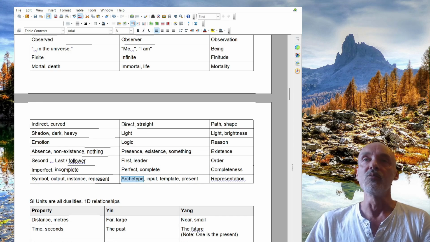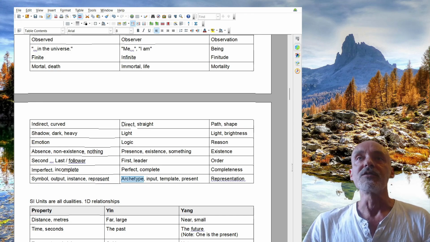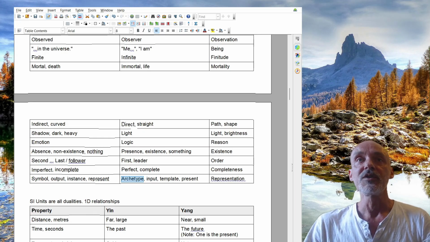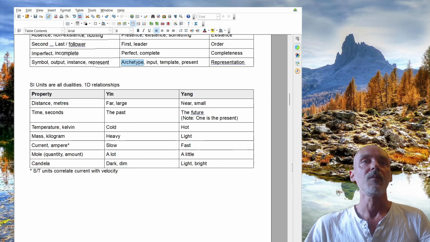The archetype is what comes first, and the symbol is something that represents the archetype. The archetype is the input, the symbol is the output. The archetype is a template, the symbol is an instance of that template.